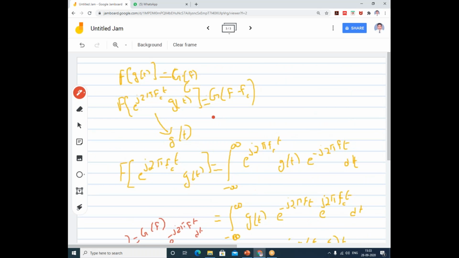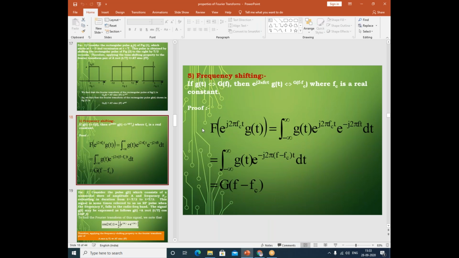So to get the frequency shifted sequence, you have to multiply the time domain signal with an exponential term whose frequency component is fc. Then on the other side you will get the same component with a shifted version. This is what the frequency shift is. Now observe this slide. If the Fourier transform of g of t is G of f, then the Fourier transform of e power j2 pi fct into g of t is G of f minus fc, where fc is a real constant. That is how you will get this.